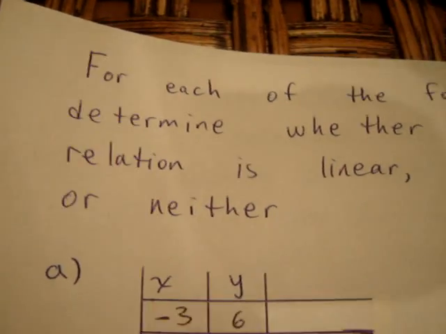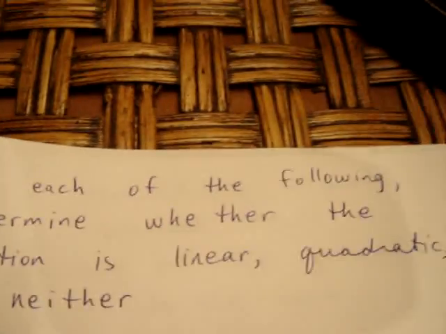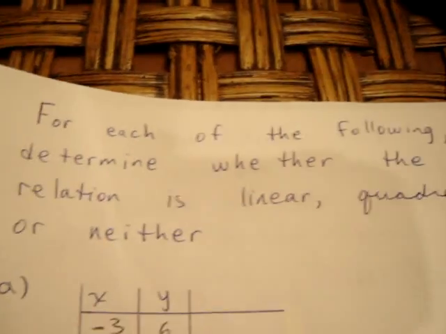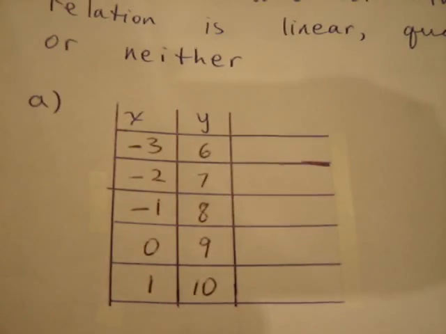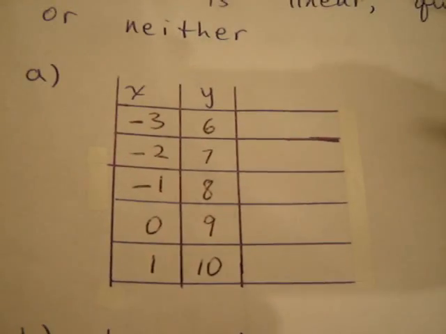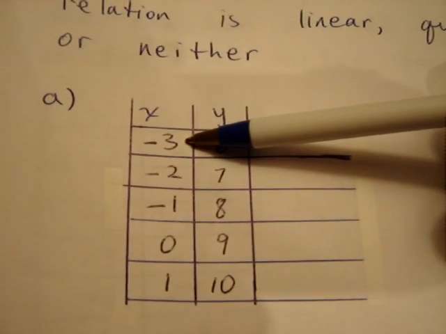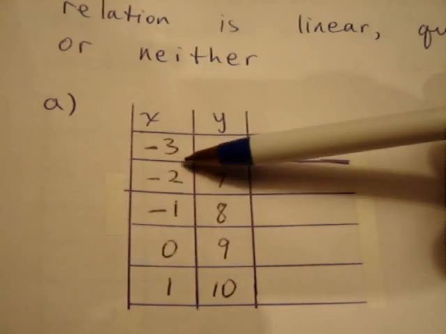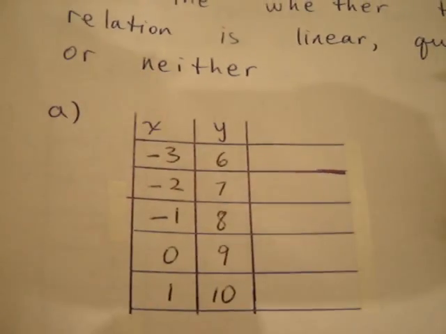Okay, for our first question, we will determine whether each of the following tables of values is linear, quadratic, or neither. And we will do this by using what are called first differences and second differences columns. Now, the first thing we check in one of these questions is that our x column always increases by the same amount. In this case, every x value increases by 1, so that's okay.